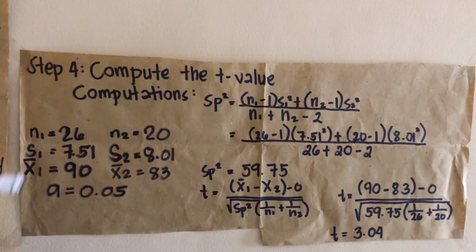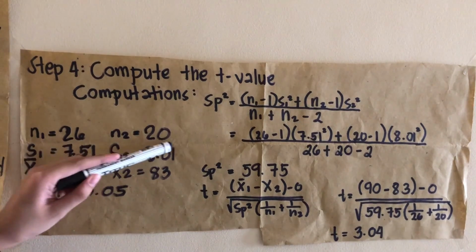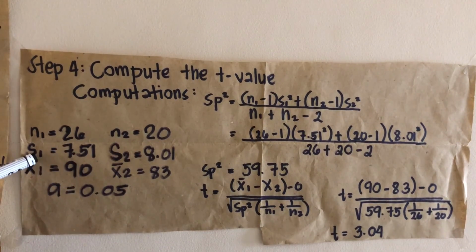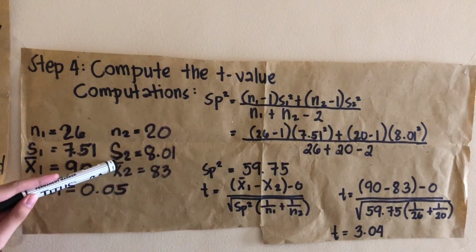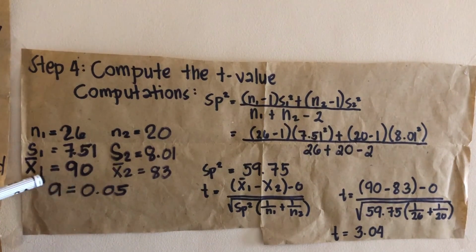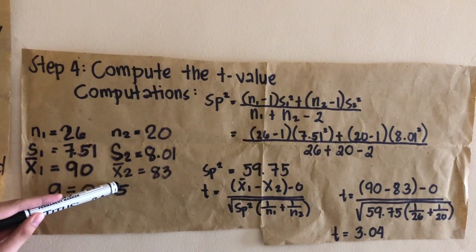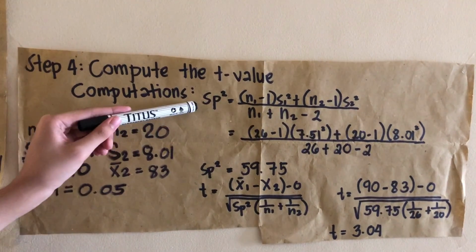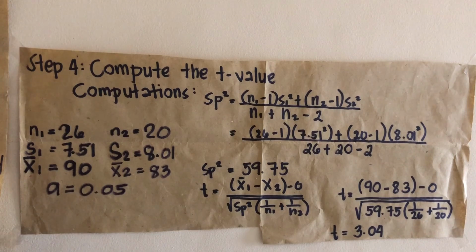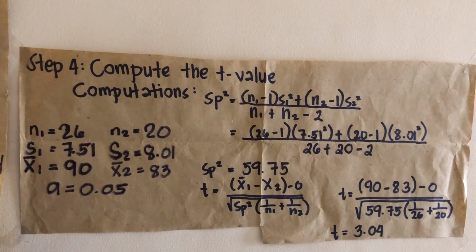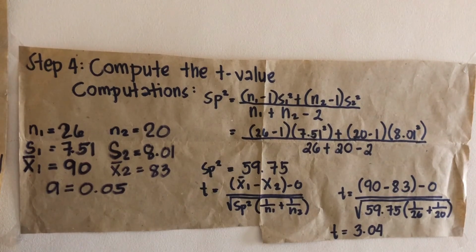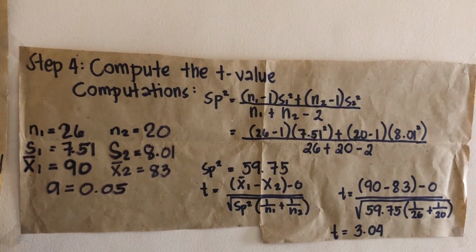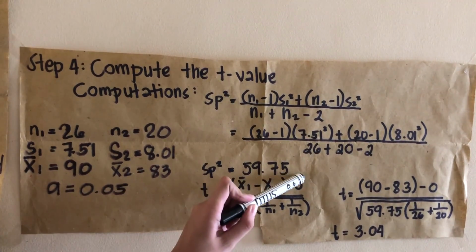Step 4. The given are n1 is equal to 26, n2 is equal to 20, s1 is equal to 7.51, s2 is equal to 8.01, x̄1 is equal to 90, x̄2 is equal to 83, and the level of significance is 0.05. The formula for Sp squared is shown in the video. 26 minus 1 times 7.51 squared plus 20 minus 1 times 8.01 squared over 26 plus 20 minus 2. So the Sp squared is equal to 59.75.